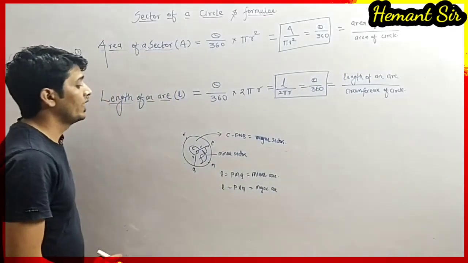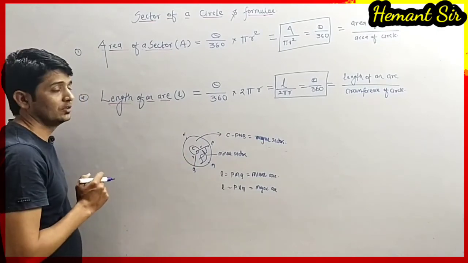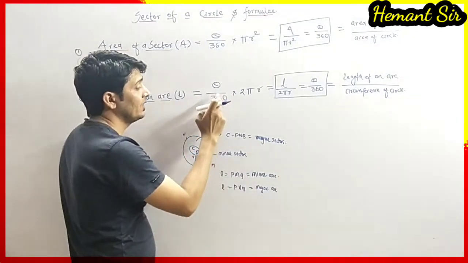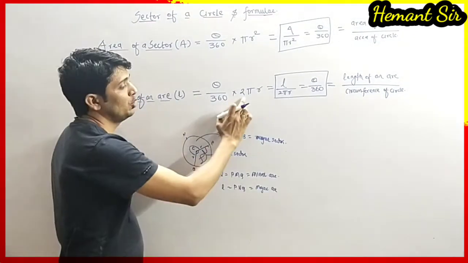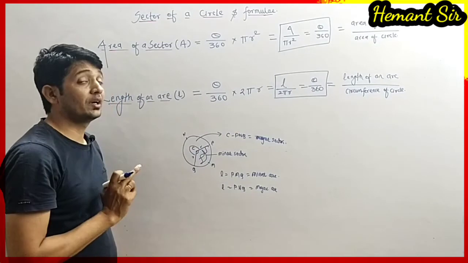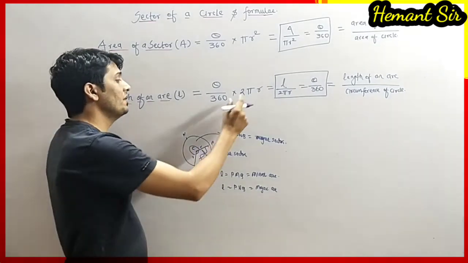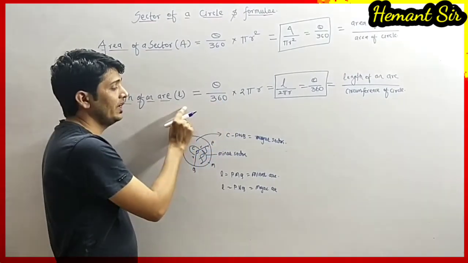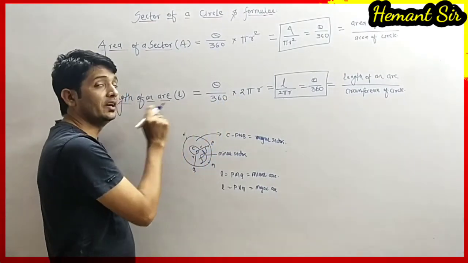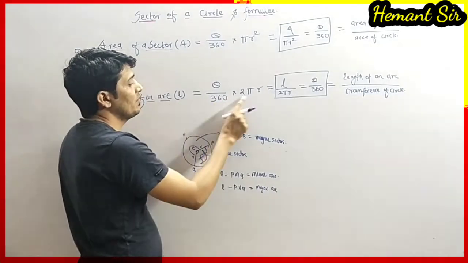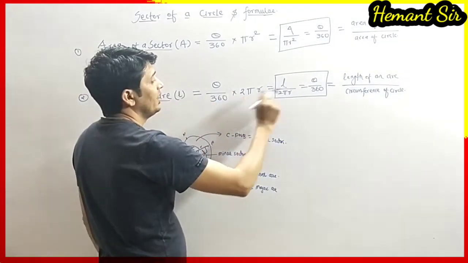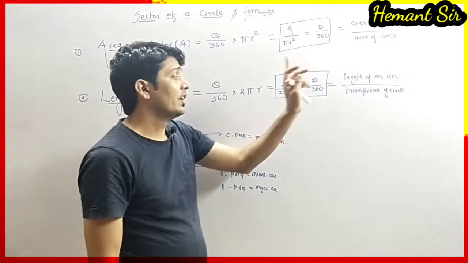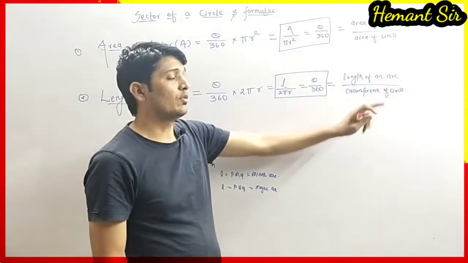Okay. Now to calculate length of an arc. So for the length of an arc formula, we have L equals theta divided by 360 into 2 pi r. 2 pi r is nothing but the circumference of the circle. If we transfer this 2 pi r to another side, it is in multiple form, so it will come in division form. So it will be L divided by 2 pi r equals theta divided by 360. So L is the length of an arc and 2 pi r is circumference of a circle.